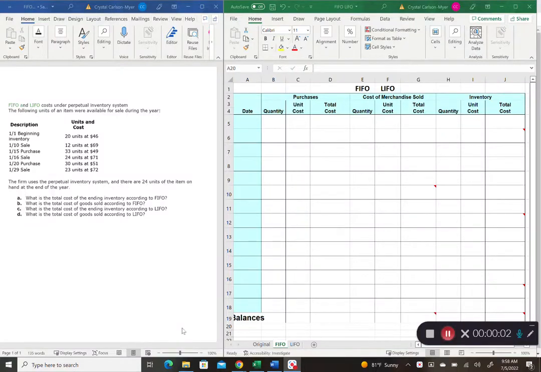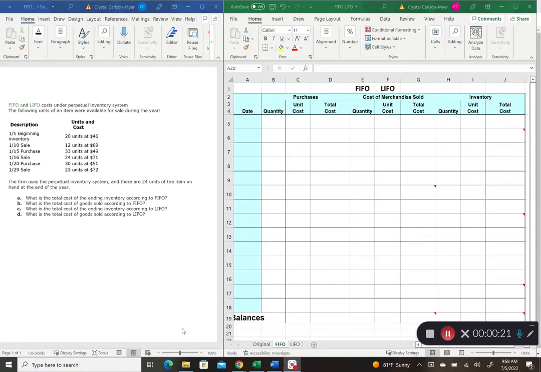Hey everyone, today I'm going to cover the different inventory methods that you will see in an introductory financial accounting course. We're going to go over the two methods called FIFO and LIFO. FIFO stands for first in, first out, and LIFO stands for last in, first out.